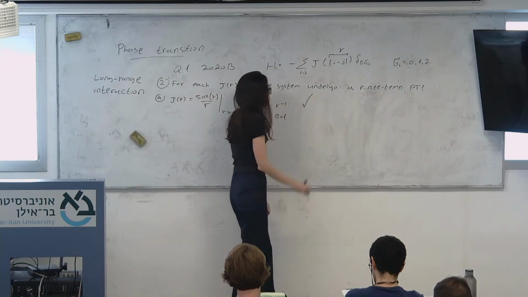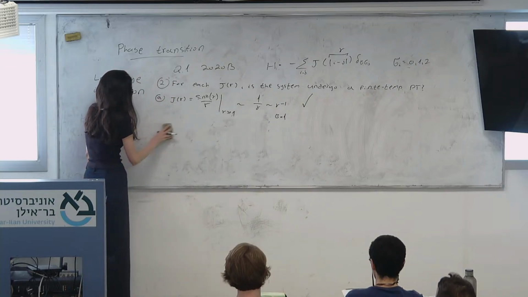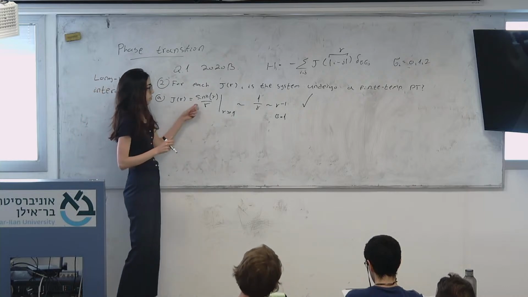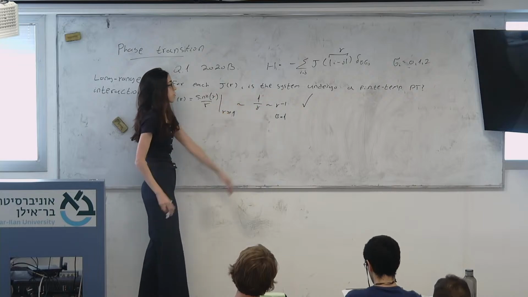So you assume this solution, sine squared. This is what's given in the question. Up to here it's the question, this is the solution.